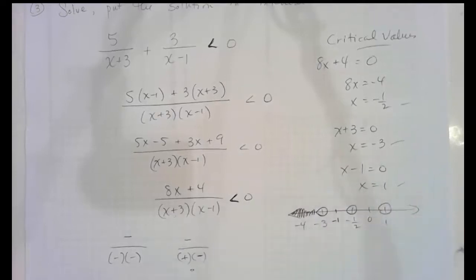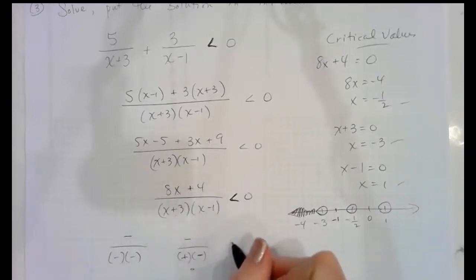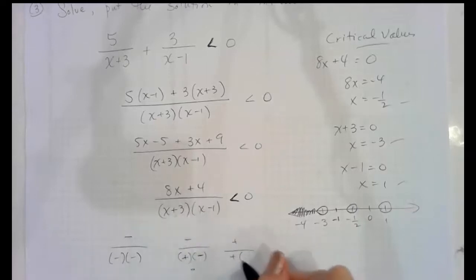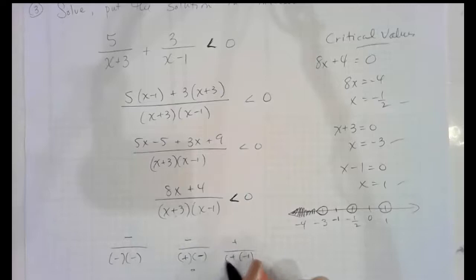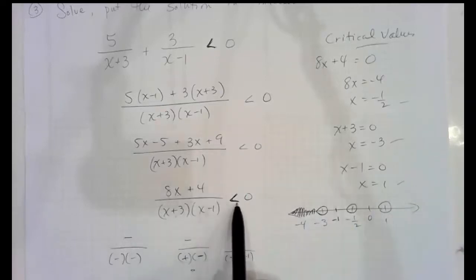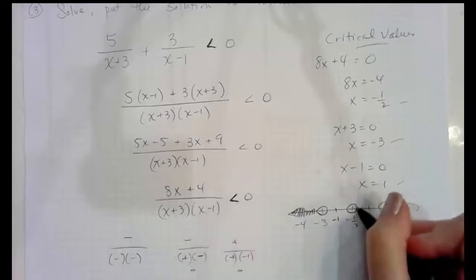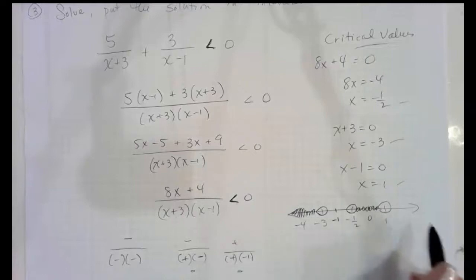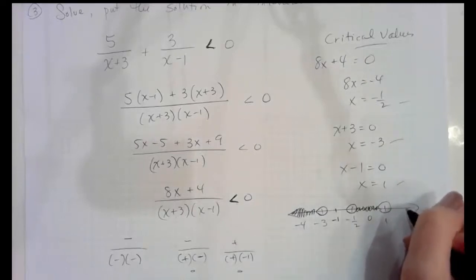Finally, 0. That's the easiest thing to plug in. So if we plug in a 0, we get 4 on the top, which is positive. We get a positive here, and we get a negative here. So this becomes a positive divided by a negative, which is a negative. And a negative is less than 0. Shade that interval. We've seen in the past that basically this is going to be every other interval, but we're going to give one more check over here.